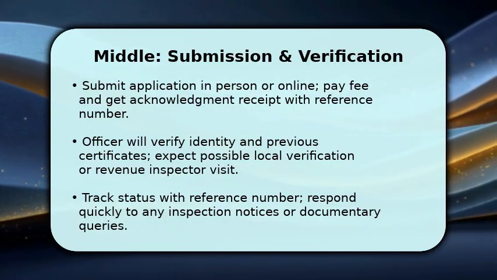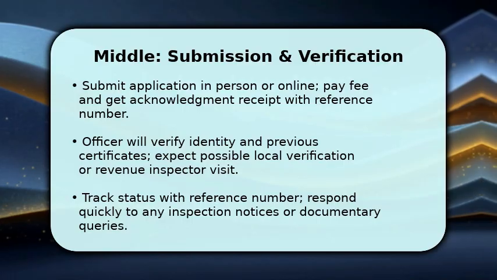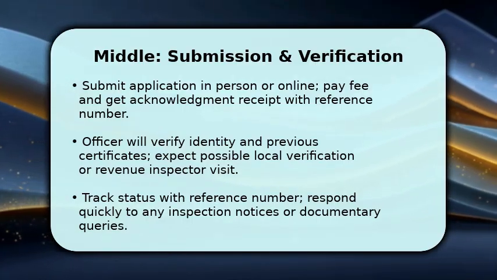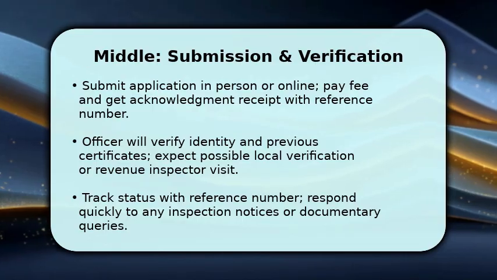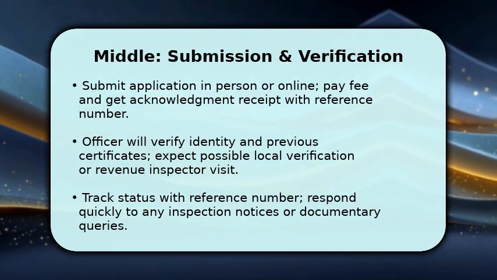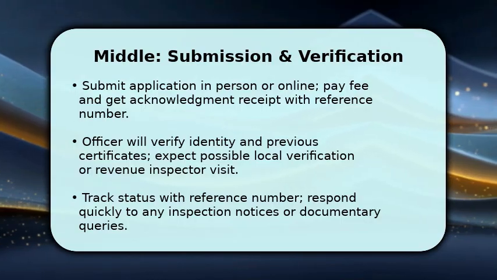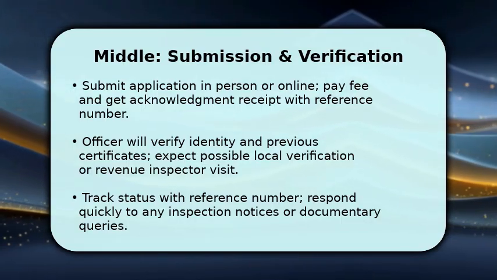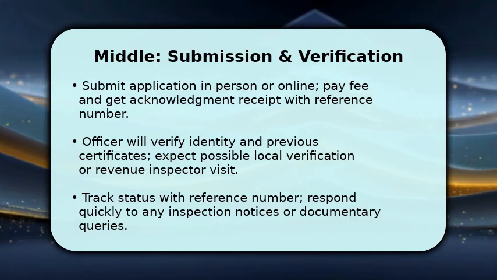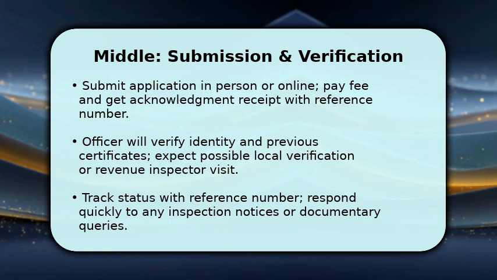During this phase, officials will cross-check identity, prior caste and income certificates, and your name change affidavit, sometimes arranging a local verification or a revenue inspector visit. Make sure you or your authorized representative are reachable. Keep original documents handy for inspection and respond immediately to any queries, because timely replies prevent delay.